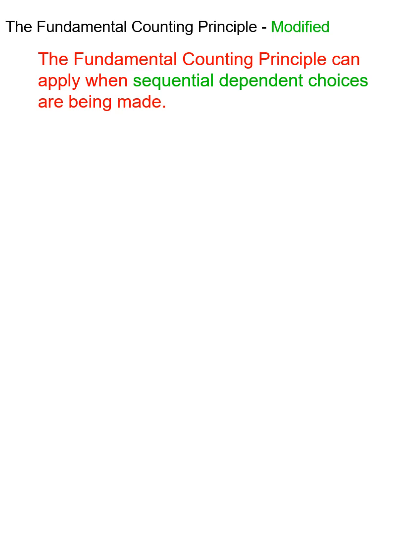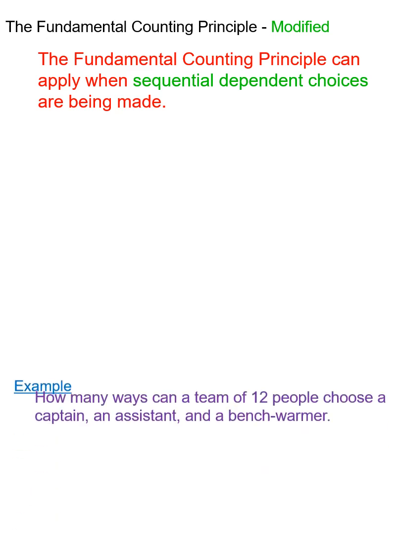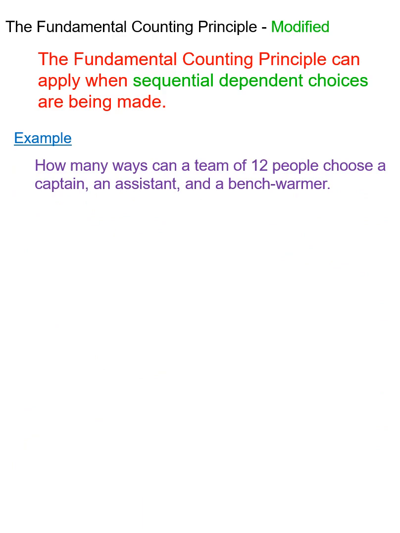The fundamental counting principle can be modified even for events that are dependent. Here's an example. Suppose you have a team and we have to choose 3 people out of 12 on that team for specific tasks. The question is, how many ways can these choices be made? Well, using the modified fundamental counting principle, you could say that we have 12 choices for captain, meaning it could be anyone on the team.